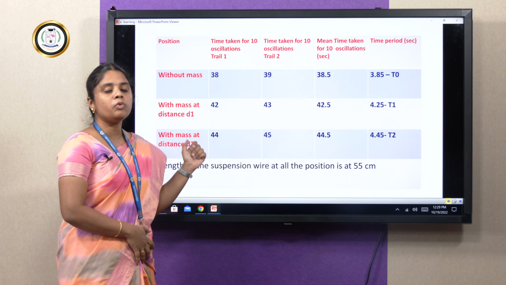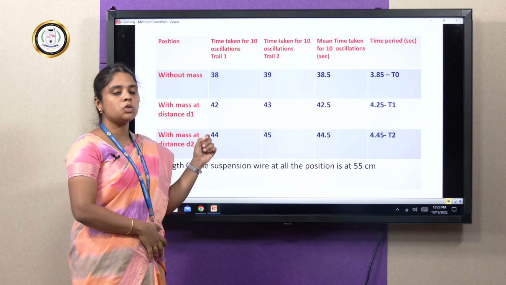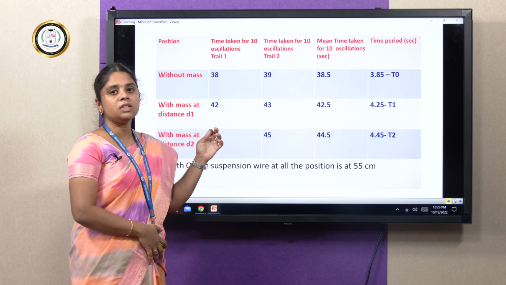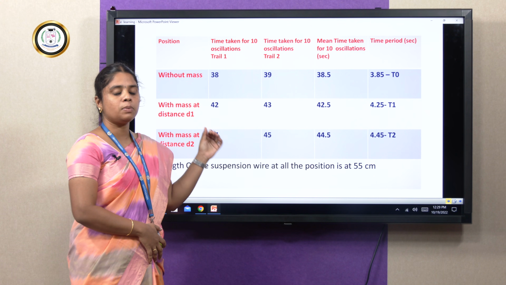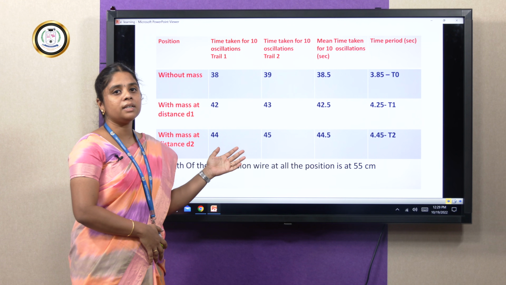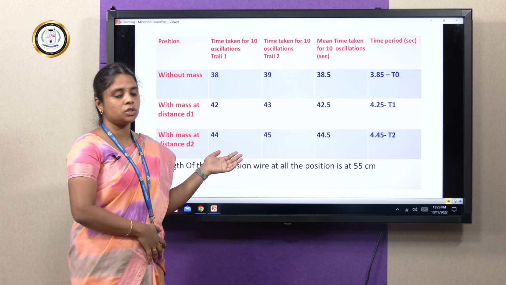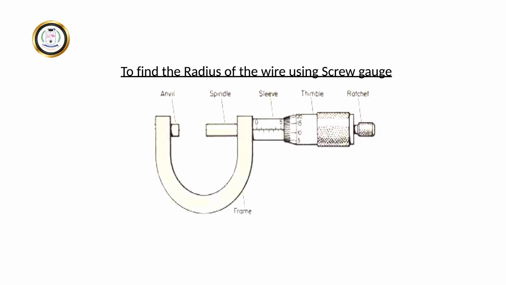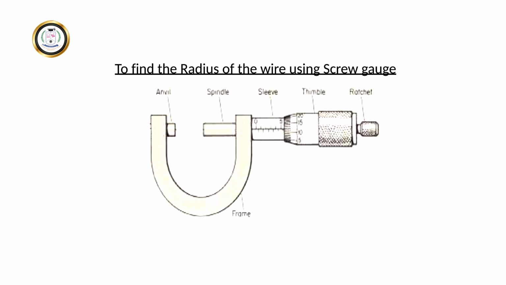Now we are about to measure the radius of this suspension wire. The reason is, only unless or until you know the radius of a suspension wire, you can calculate the rigidity modulus of the suspension wire. So we are going to measure the radius of the suspension wire using an instrument called a screw gauge.